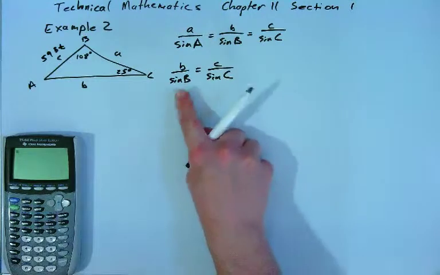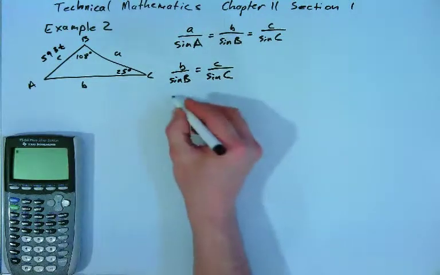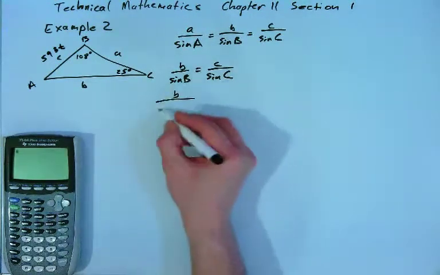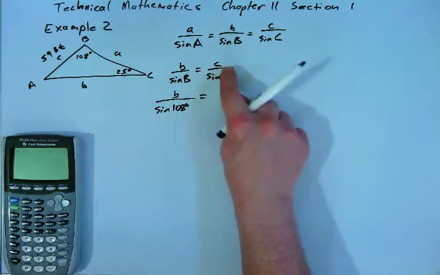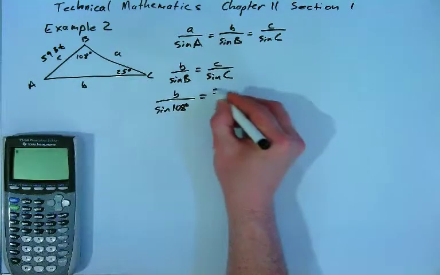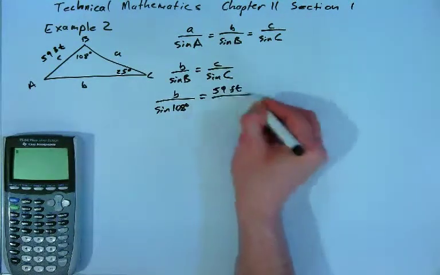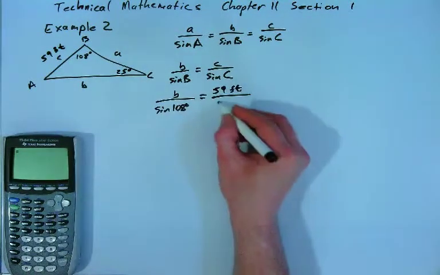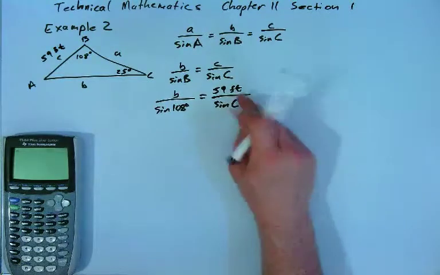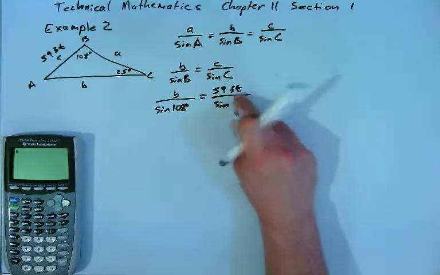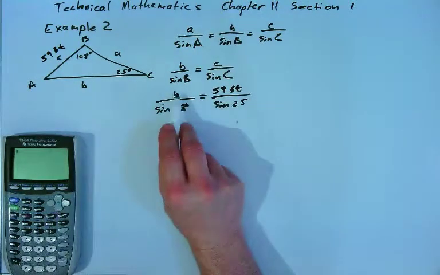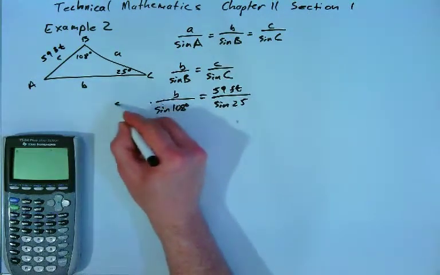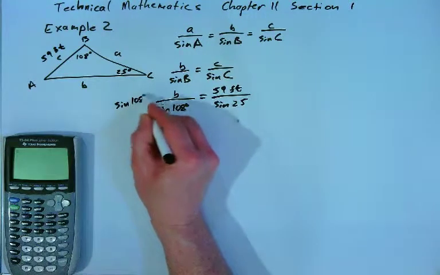And we'll plug in the information that we know. We know angle B is 108 degrees. We know the length of side C is 59 feet. And angle C is 25 degrees. And so we want to solve for the length of side B. We'll multiply both sides by sine 108.